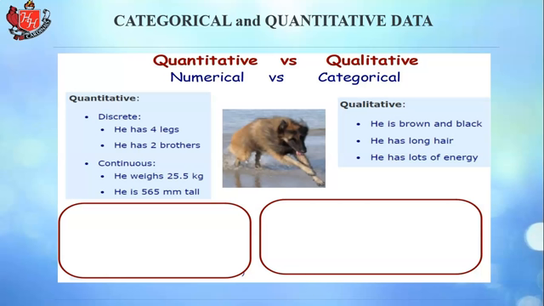Then continuous, down at the bottom, are things that can take on any value, such as the weight. Weight could be any number you want to assign, including decimal numbers. Same with height.